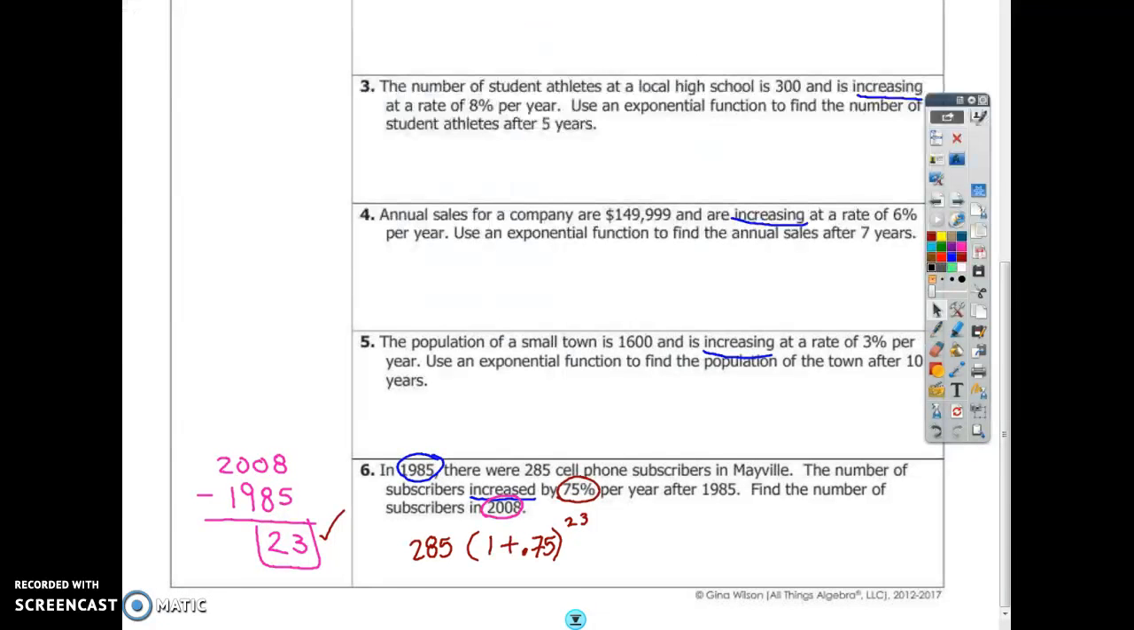On the back page. So I'm not writing this down. You guys are writing the number down.